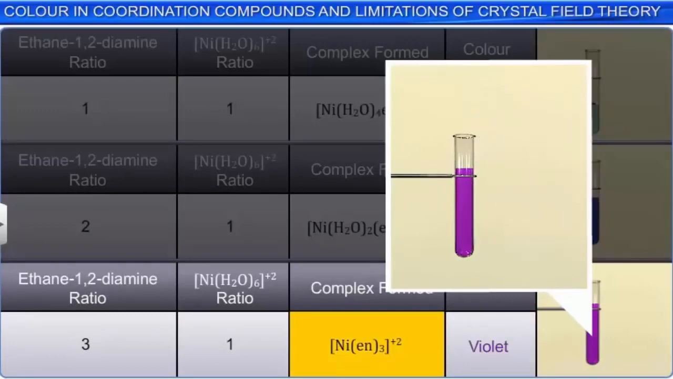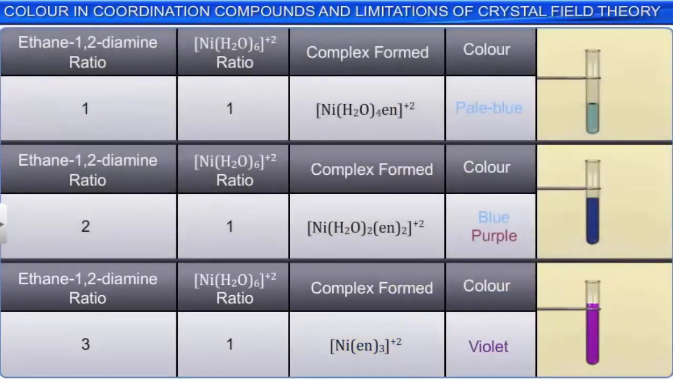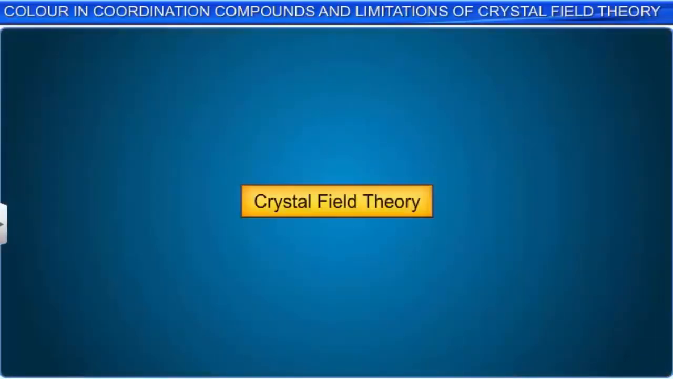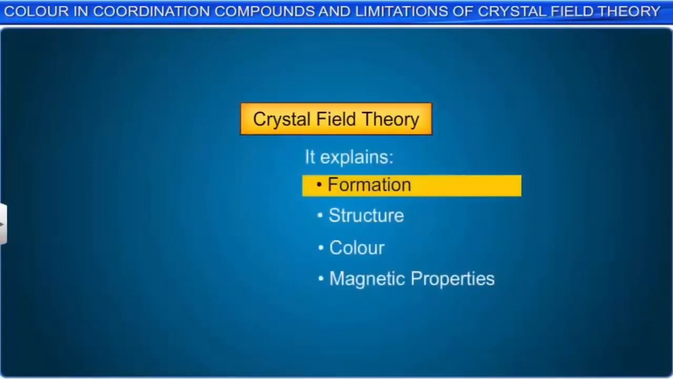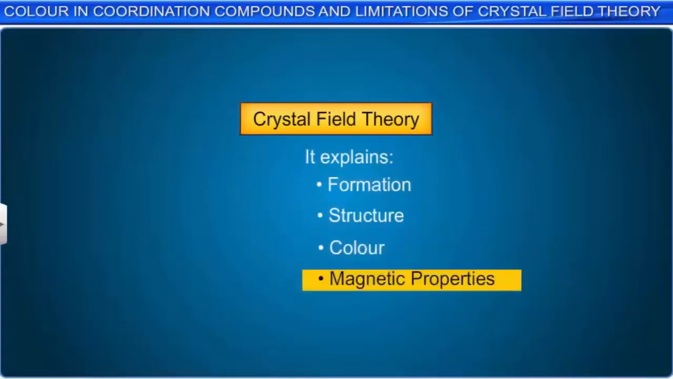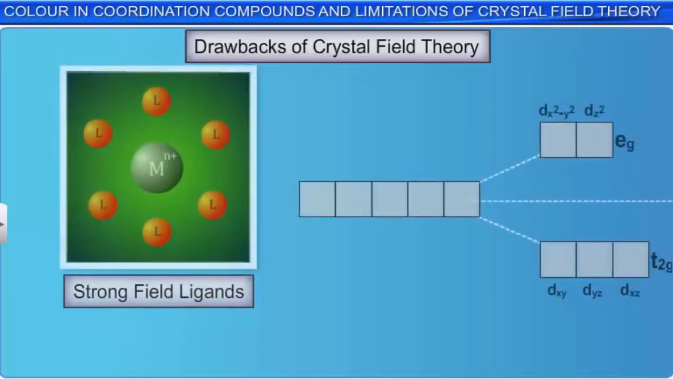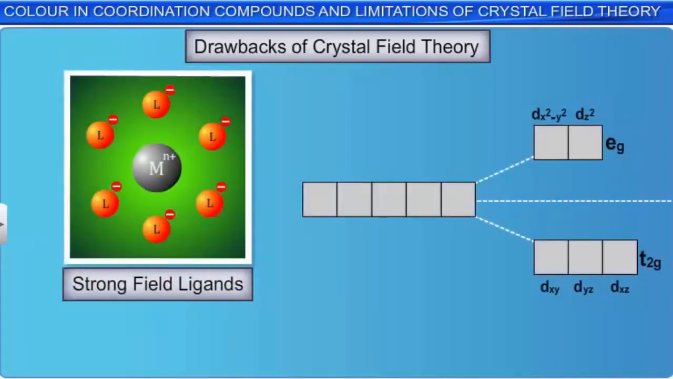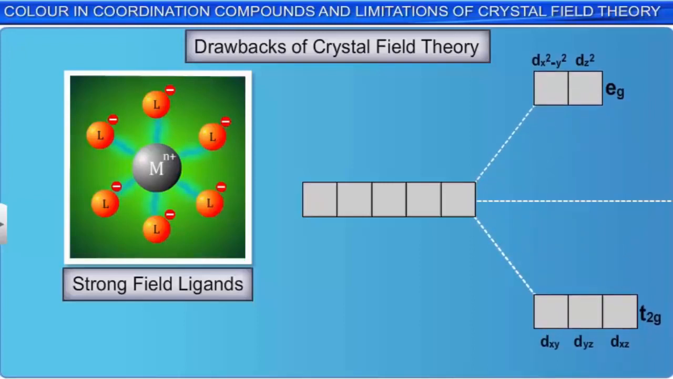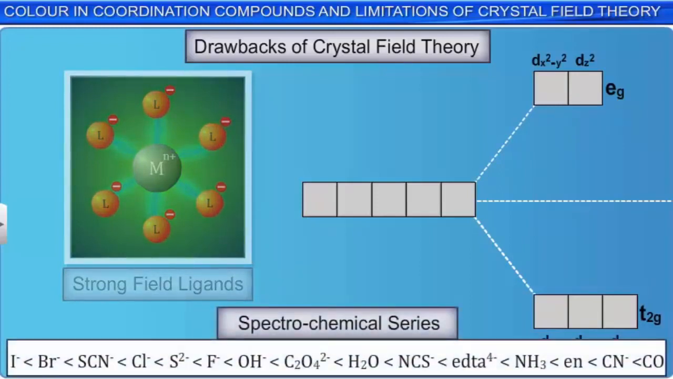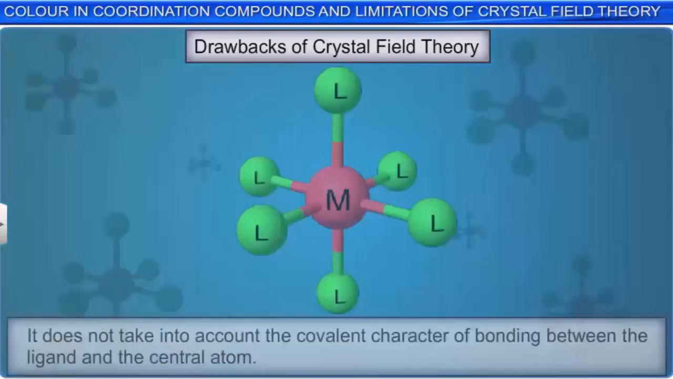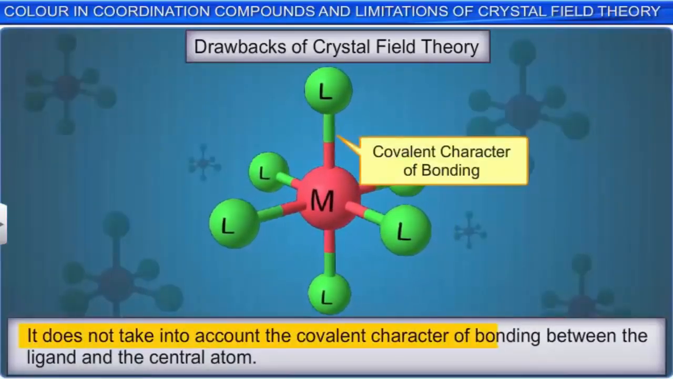Now let us see the drawbacks of the crystal field theory. Although it successfully explains the formation, structure, color, and magnetic properties of coordination compounds to a large extent, it suffers from some drawbacks. If the assumption that anionic ligands are point charges is correct, then anionic ligands should act as strong ligands, and hence should exert the greater splitting effect. However, anionic ligands are actually found at the low end of the spectrochemical series. The other drawback is that it does not take into account the covalent character of bonding between the ligand and the central atom.